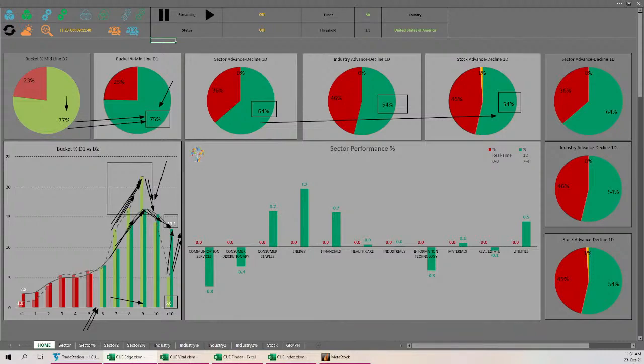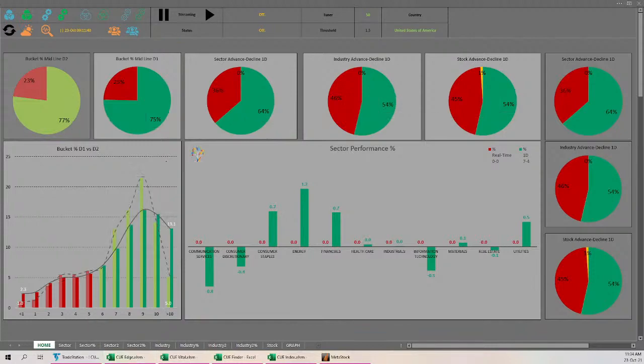Overall, it is still bullish, just like we can see from the bucket analysis pie chart. We can also see from the histogram green charts, green bars. The green bars are bigger in area than the red bars, so it is bullish. There is no indication of weakness or bearishness from the bucket analysis.